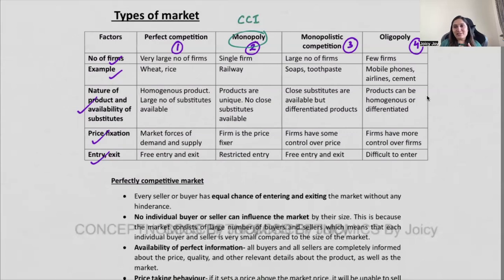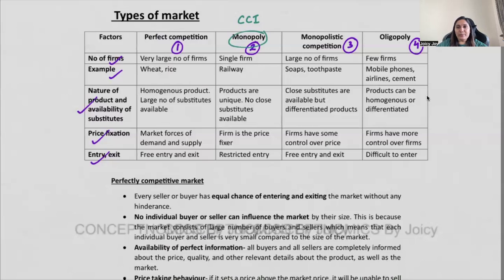Now let's come to the features of monopoly. As I said, monopoly means one single entity or one single firm, and examples we have seen. Because there is only one single firm, the product will also be unique, which means there will not be any substitutes for the product. Close substitutes will not be available. And who will fix the price? It is the firm which will fix the price, because there is nobody else to do it. There is only supply from one single firm. And entry would be restricted. There would be a lot of conditions to enter into a monopoly market.